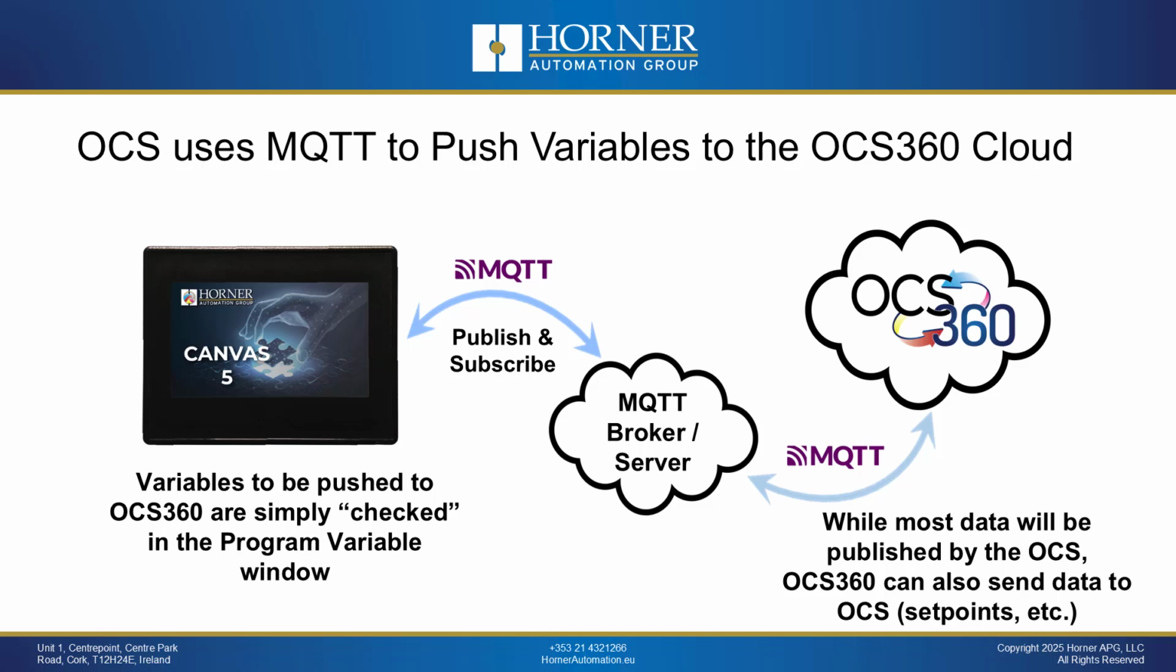In other words, it will be processed data and other machine data that is native to the OCS, but there can also be some data that comes back in the other direction from the OCS360, maybe some set points or maybe some manual overrides. Getting variables up to the cloud could not be easier. All you need to do is go to your program variable table and check a checkbox next to each variable that you want to send to OCS360.